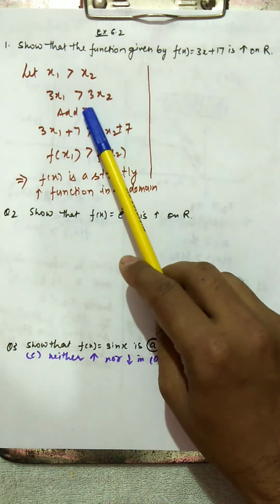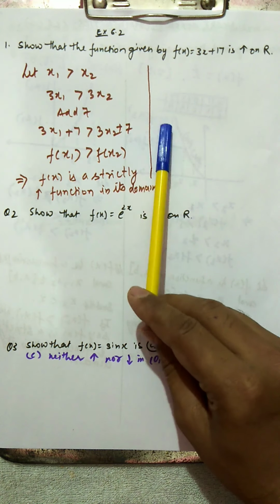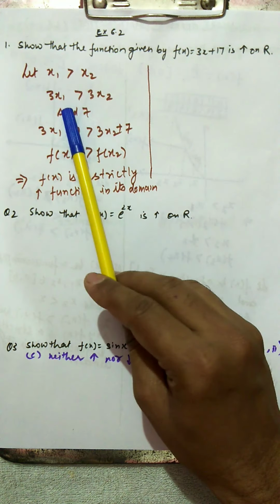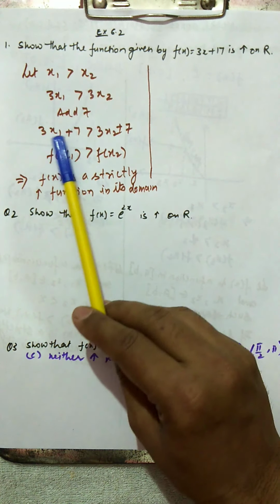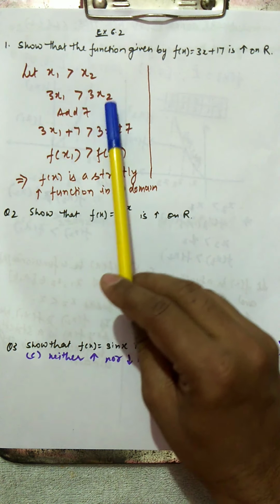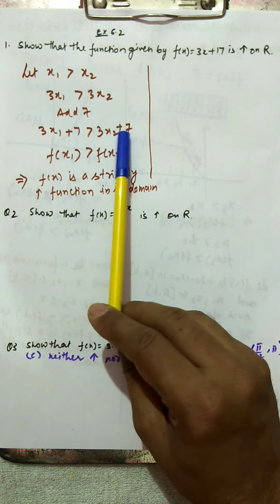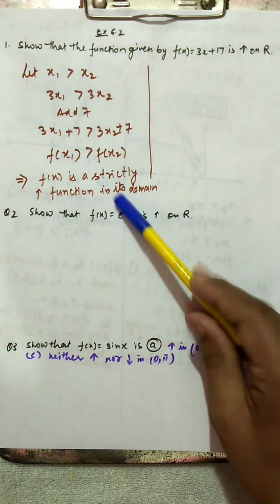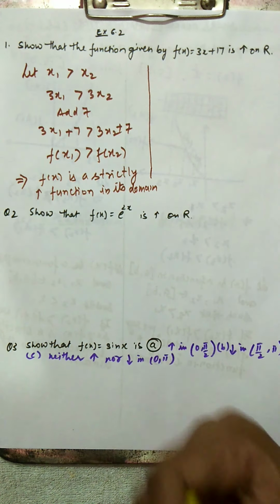Here the important thing is to remember the inequalities: if you multiply by some positive number, the inequality sign will not change, and if you add some number to the inequality, the sign of the inequality will not change. On that basis we have found that f(x1) is greater than f(x2).